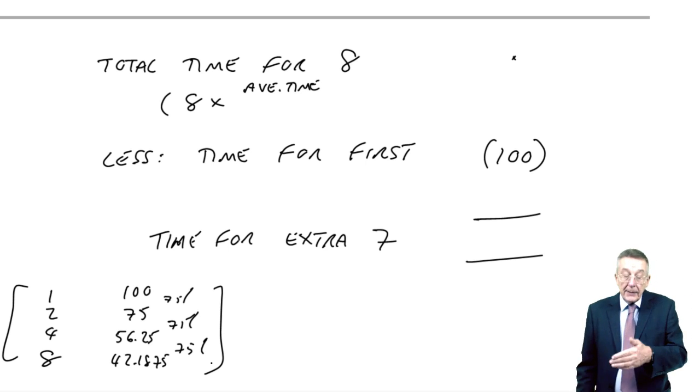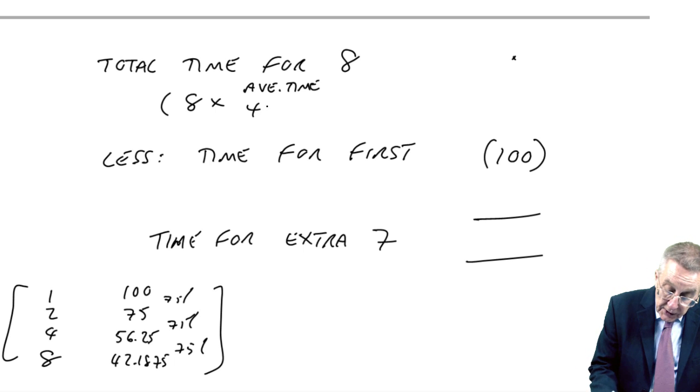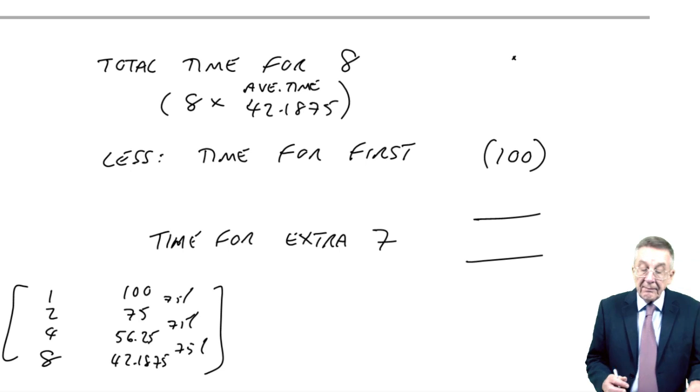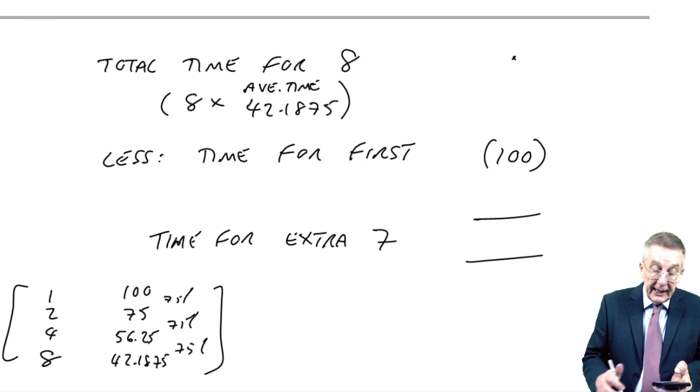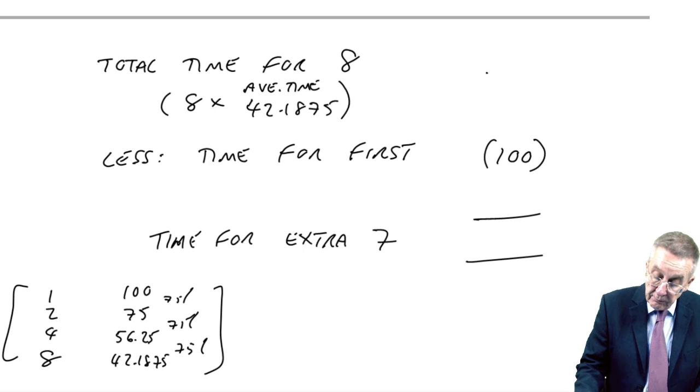And so the total time for 8 is 8 times the average time. The average time is 42.1875. And therefore, the total time multiplied by 8 is 337.5.